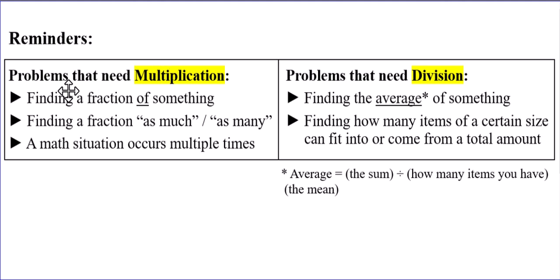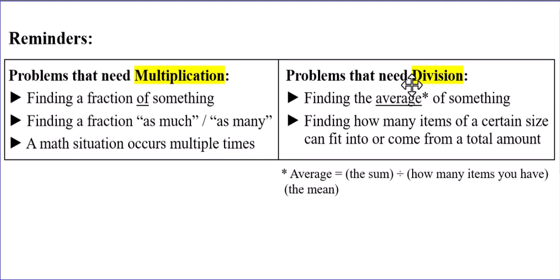If the problem talks about finding a fraction of something, that's going to be multiplying the fraction times whatever was after the word of. If it's about finding a fraction as much of something or as many of something, then that also means multiplying the fraction to whatever we're talking about. If you have a math situation that occurs multiple times, maybe multiple days or weeks or months or years, then you have to multiply by the number of days or weeks or months or years or whatever the problem was talking about.